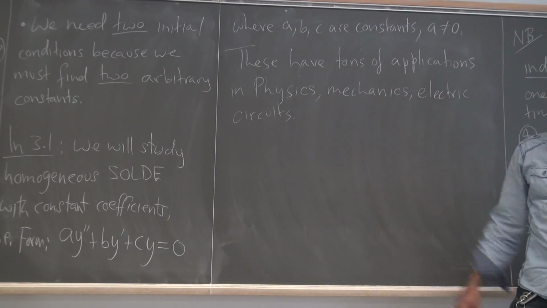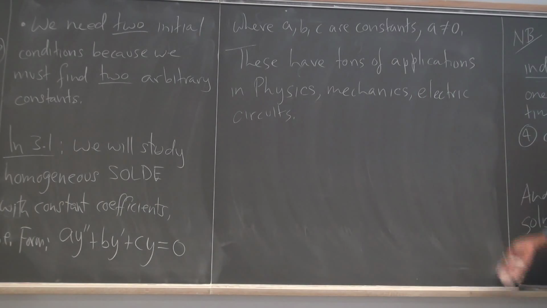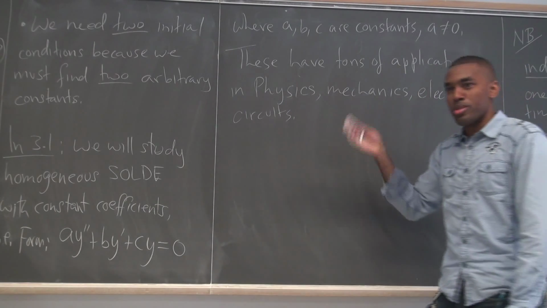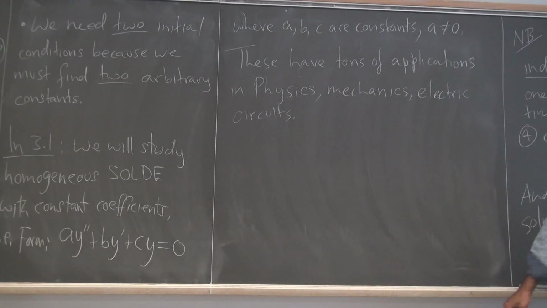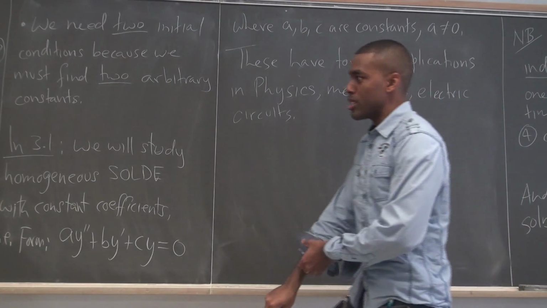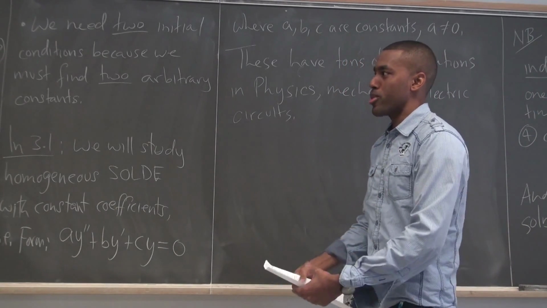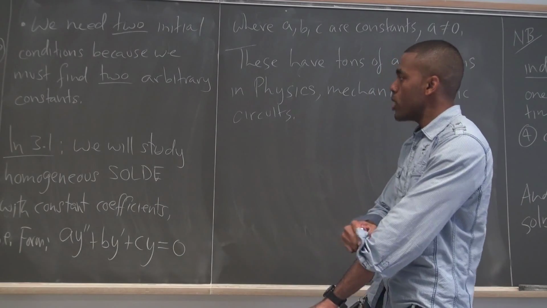You integrate twice, and that's how you get the equation y equals 1/2 at squared plus v naught t plus y naught. It came from solving a second order differential equation. Mechanics starts out with this. Now, you probably didn't know that's what you were doing, but you were solving a second order linear differential equation.